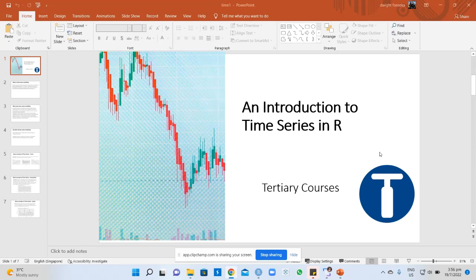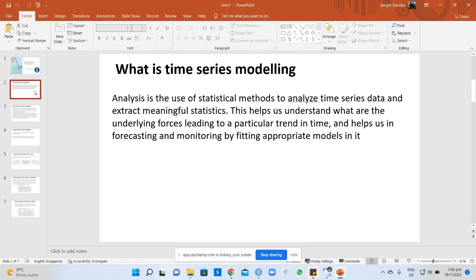So, for all of us here, what is time series modeling? Time series modeling is a statistical method used to analyze patterns and trends in time series data, usually to extract insights and statistics to understand how the data moves and changes across time. This has several applications and usefulness for businesses and industries alike.